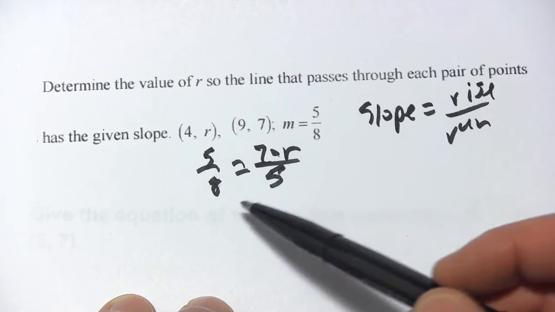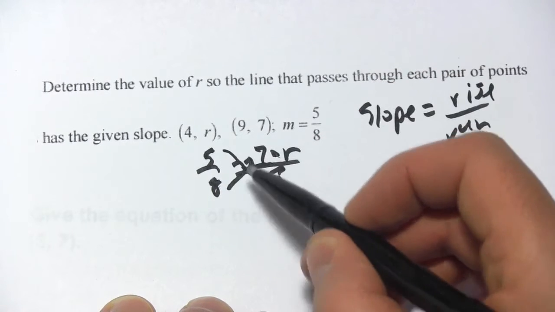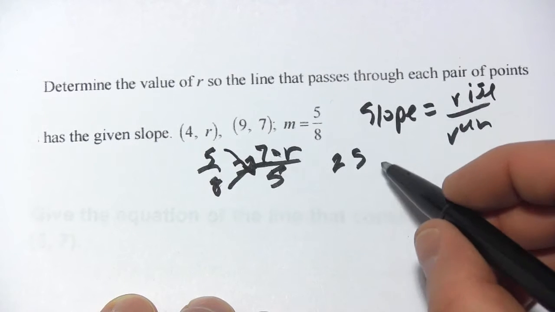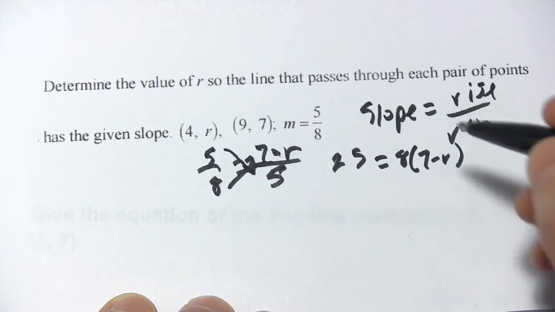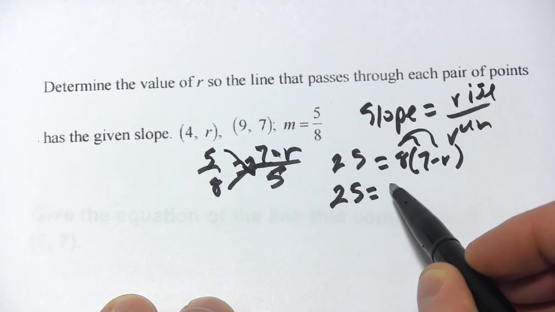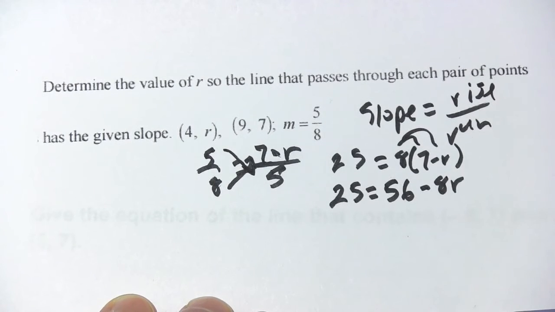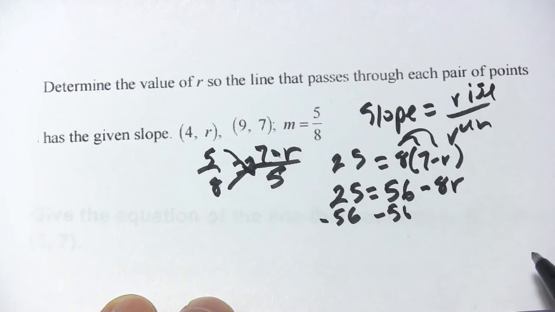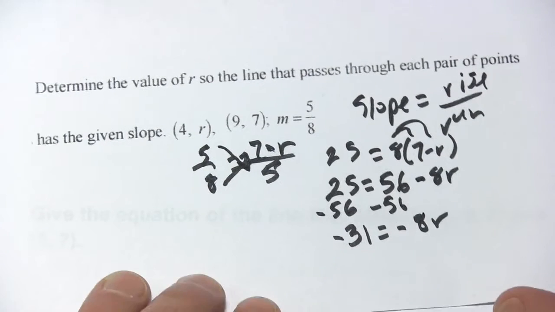It's set up like a proportion, 2 fractions set equal to each other, so I'm going to start by cross-multiplying. So that would be 5 times 5, that's 25. And 8 times 7 minus r, we'll write that like this. Now let's go ahead and distribute the 8. So we get 25 equals 7 times 8 is 56. 8 times negative r is minus 8r. And we'll subtract 56 from both sides. Let's see, that's negative 31, I think, equals negative 8r.